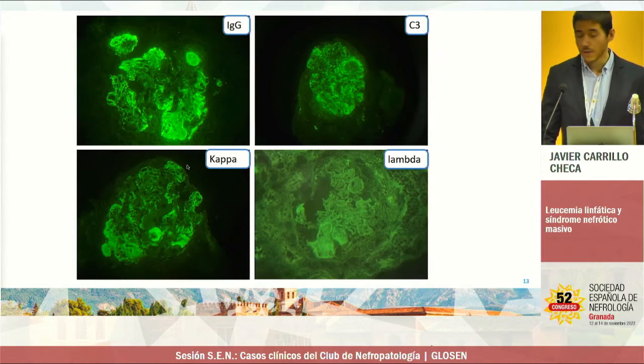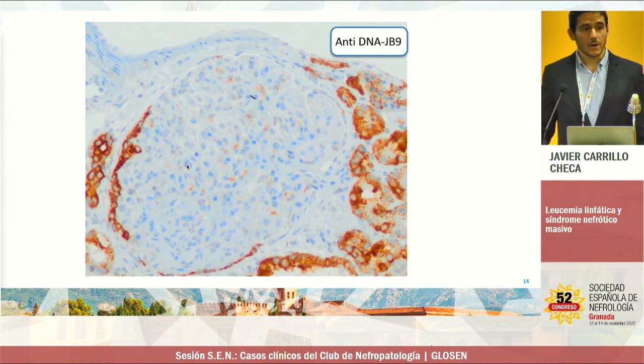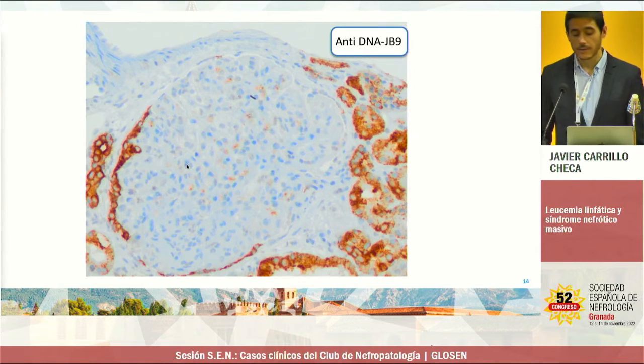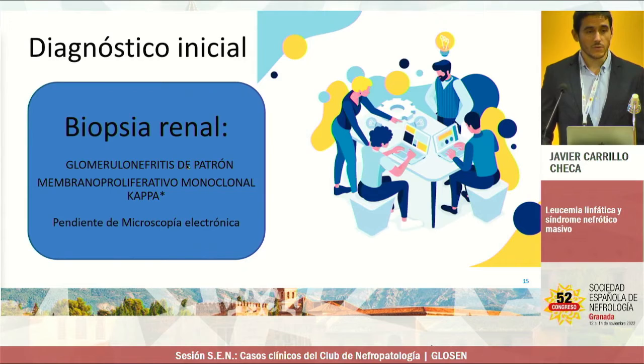En la inmunofluorescencia tuvimos un resultado positivo a nivel mesangial y subendotelial para IgG y C3, una positividad para cadenas ligeras kappa y negatividad para lambda. Con esta histología y este resultado de inmunofluorescencia nos planteamos una glomerulopatía fibrilar, para lo que solicitamos el anti-DNAJB9 que resultó negativo, por lo que esta entidad queda descartada. Y en este punto, y en espera de los resultados de la microscopía electrónica, nuestro diagnóstico fue de glomerulonefritis de patrón membranoproliferativo monoclonal kappa.